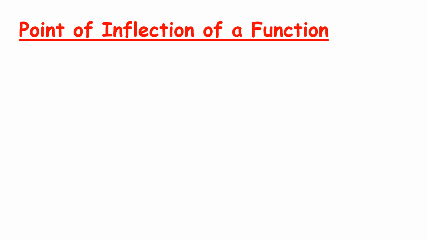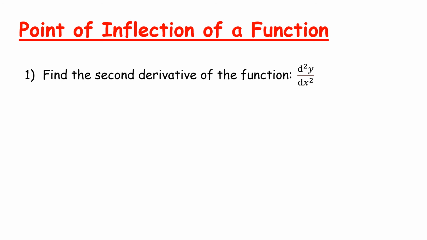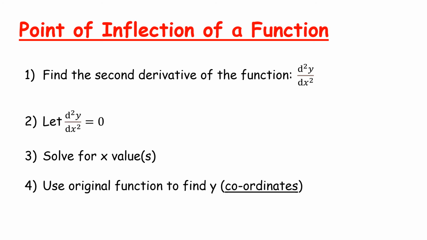So how do we get the point of inflection? Well, the first thing we do is we calculate the second derivative. We then let that second derivative equal 0, because remember the second derivative is a measure of where it is concave up and where it is concave down. We're saying it's neither, it's in the middle, that's why it equals 0. We solve for our x values and then we use the original function to find y. Very similar to our turning points, but instead of the first derivative, we're using the second derivative.